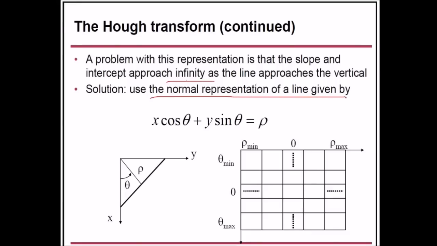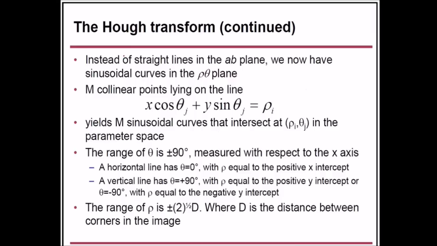So we use the normal representation of a line, which is given by x cos theta + y sin theta = rho. We also say this is the polar form of the line, where this is the intercept and this is the theta angle. Now the plane will be with rho and theta. So instead of straight lines in the ab plane, we now have sinusoidal curves in this rho-theta plane. The m collinear points lying on this line yield m sinusoidal curves that intersect at some value in the parameter space.